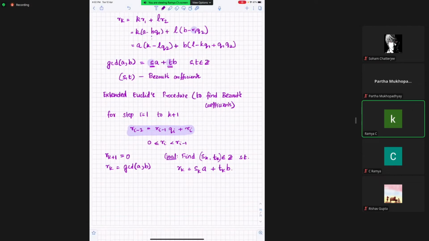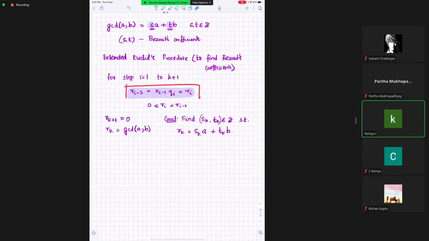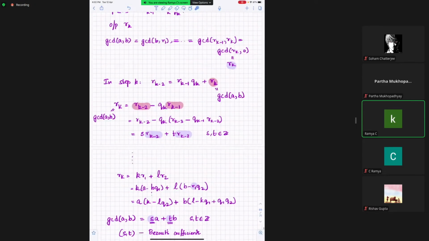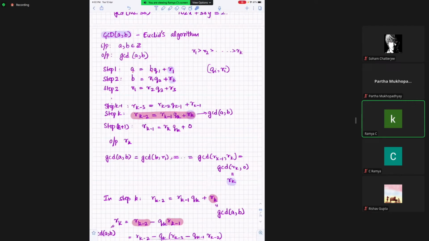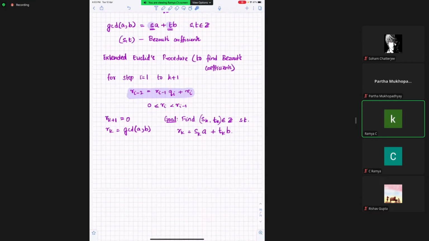Right? So now, if you look at this thing here, when I said i equal to 1, some things are not defined. Right? So R1, R2 and all are defined from here. You can divide A by B and see the remainder. Divide B by R1, get the remainder. Those things are all R1, R2. So what is not defined here?